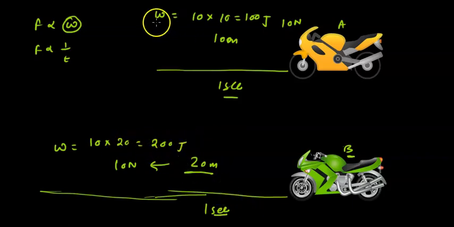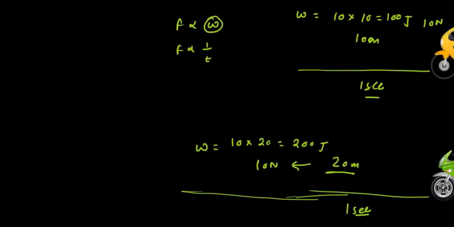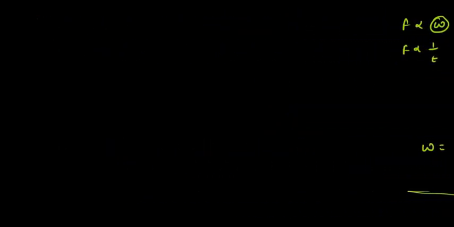So you can clearly see that bike B has more power than bike A because in the same time it covers more distance compared to A. And this is why we see most bikes having more cc; it actually defines how much distance it can cover within the same time that the rest of the bikes will take to cover. Hope you understood this.